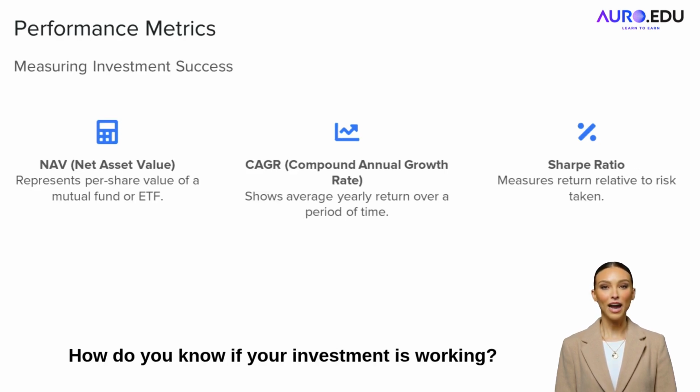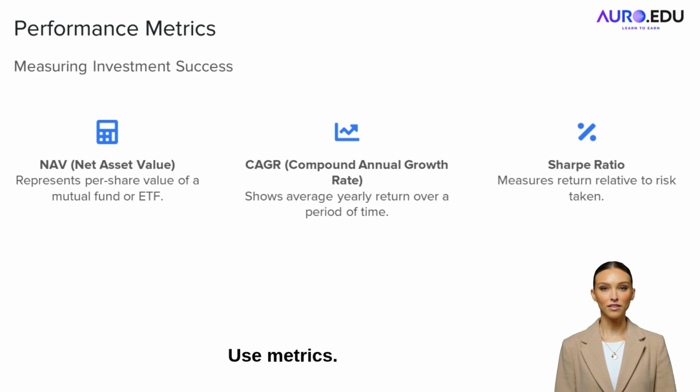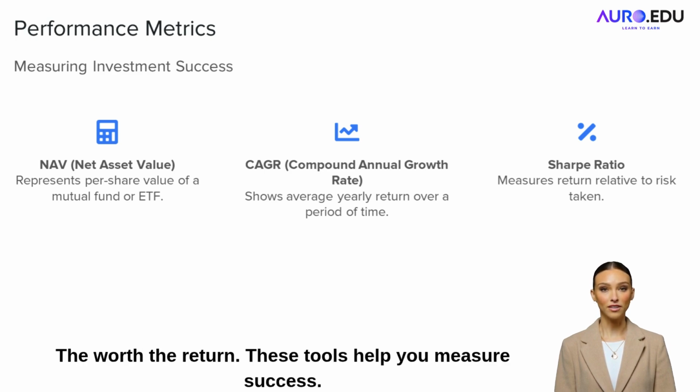Performance metrics. How do you know if your investment is working? Use metrics. NAV tells the price per share of a fund. CAGR shows how much it grows each year. The Sharpe ratio tells you if your risk is worth the return. These tools help you measure success.